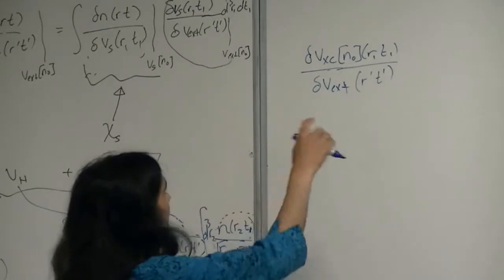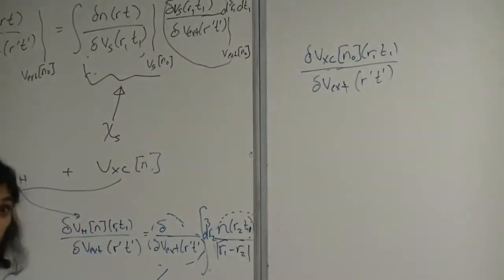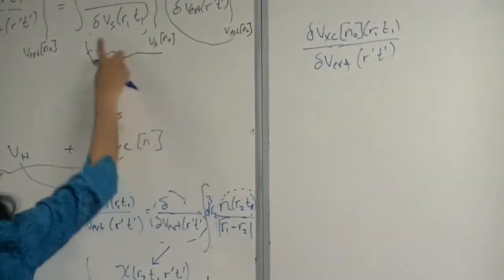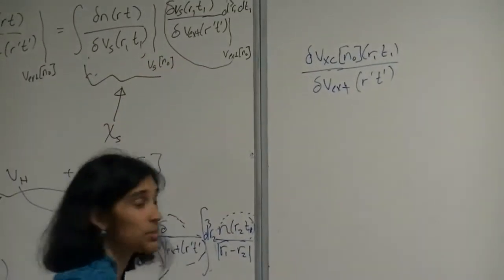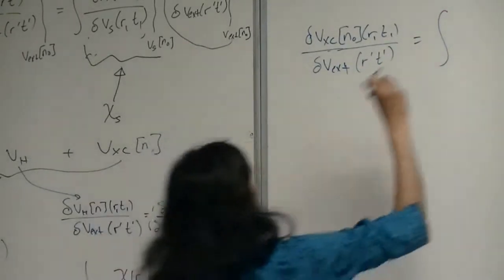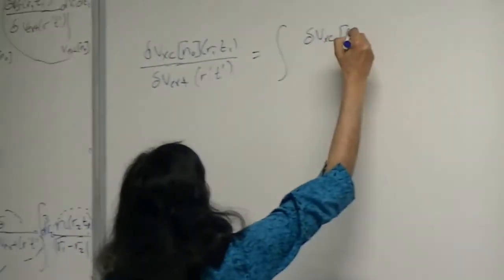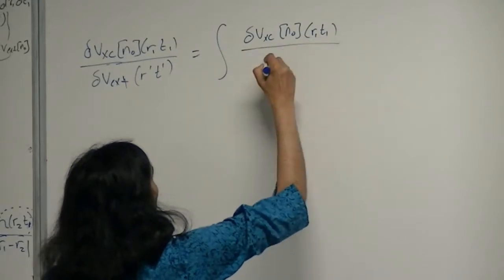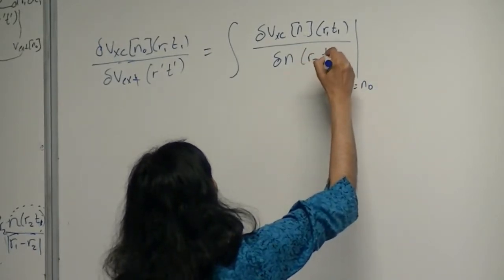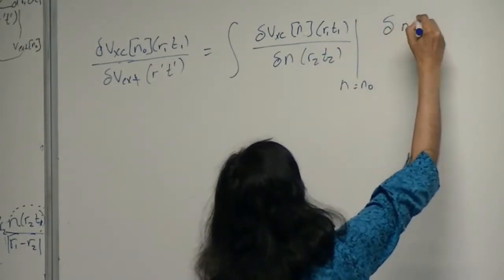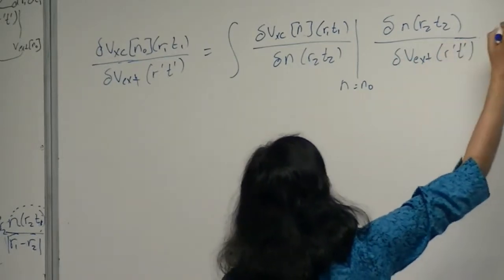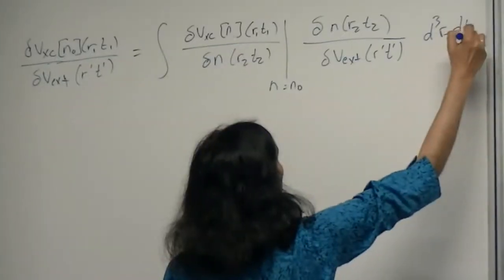And then we say, okay, what do we do with this? Well, this is a function of n0. So the first thing we can do is a functional chain rule, right? I put an n0 in there because I'm supposed to know this functional as a function of n0. So we just take another integral, in other words. We get delta Vxc[n0] at r1 t1 by delta n at r2 t2, times delta n at r2 t2 by delta V external, and this is dr2 dt2.